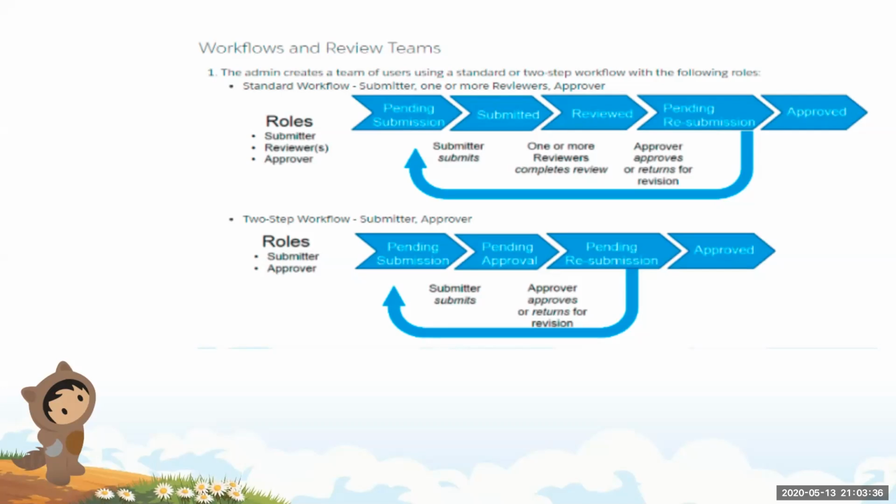When we talk about two-step workflow, we only have a submitter and an approver, no multiple audience in between. So it's just a two-step workflow which can straightaway work on the submission and approve the pending submission, then pending resubmission. If it is there, it can be resubmitted and approved. So it doesn't have any reviewer. That's the only difference between two-step and the standard workflow.